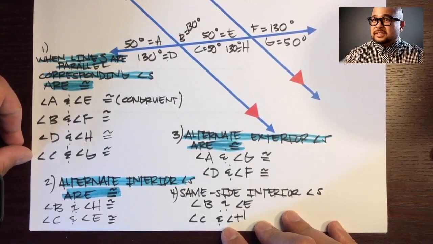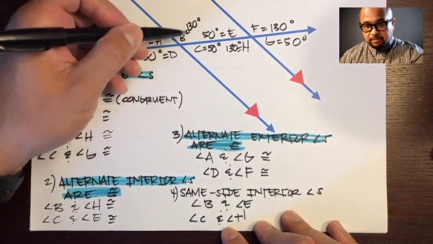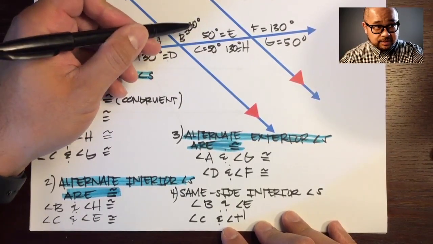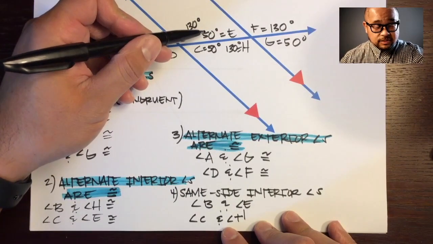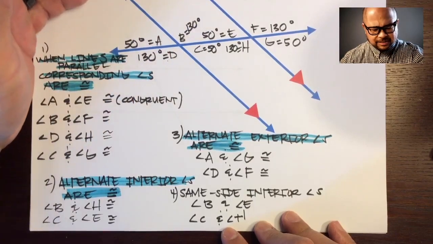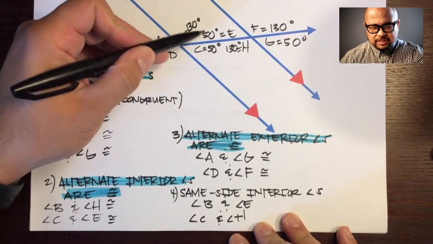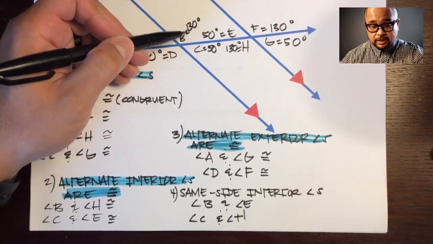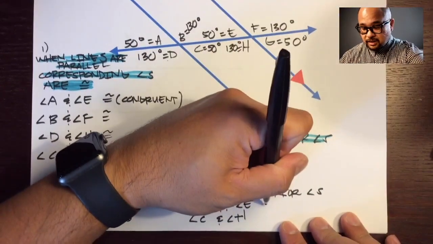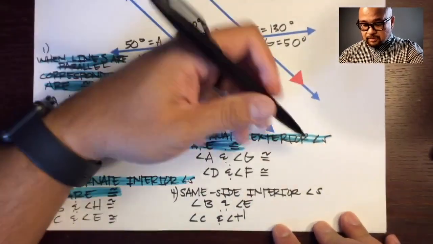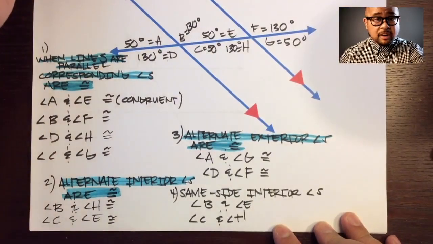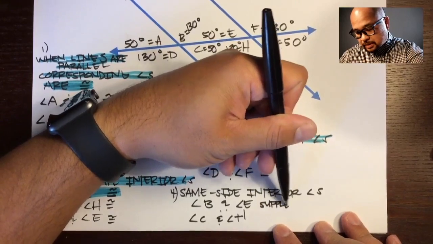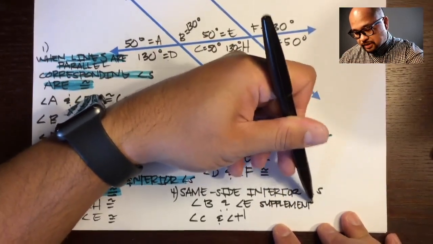So what is the deal with angle B and E? They are not congruent. Angle B is 130 degrees, angle E is 50 degrees, so we're not going to say that they're congruent. But what do these two add up to? 180 degrees. What kind of angles add up to 180? Supplementary.